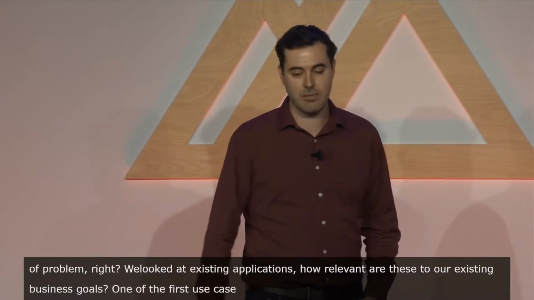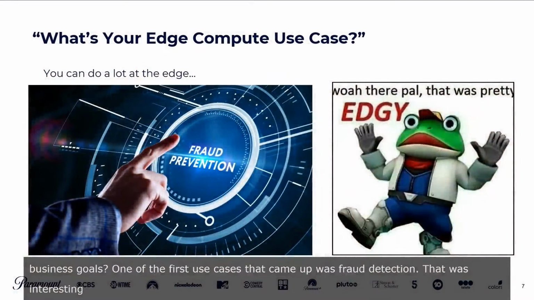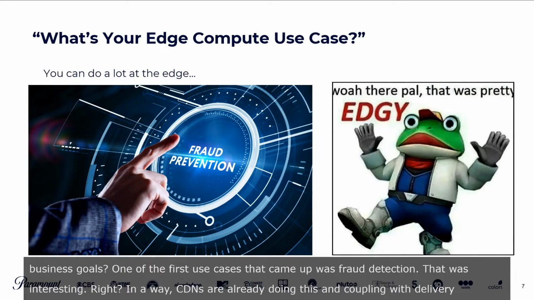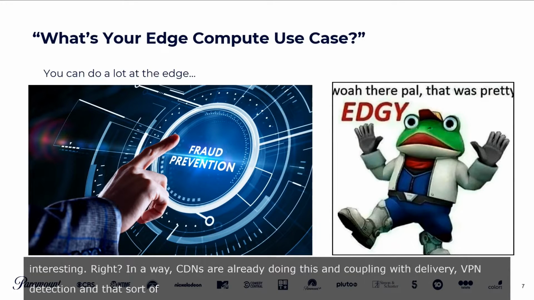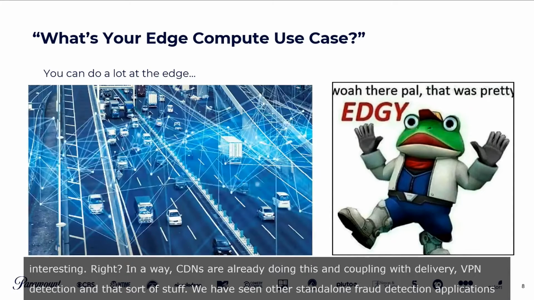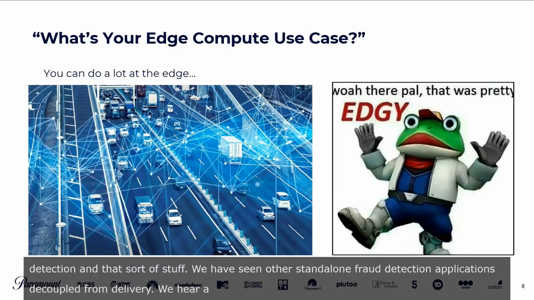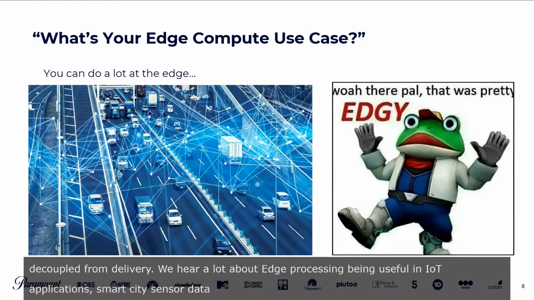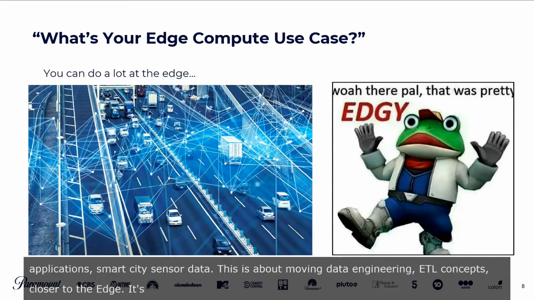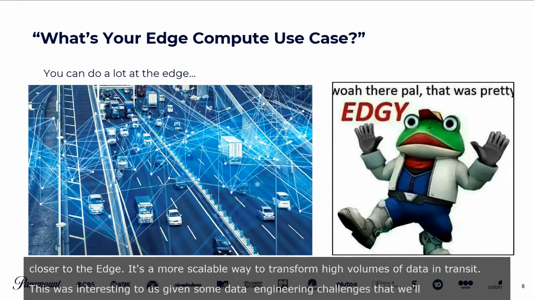One of the first use cases that came up was fraud detection. It was interesting, right? In a way, CDNs are kind of already doing this and coupling it with delivery with VPN detection and that sort of stuff. But we've seen other standalone fraud detection applications decoupled from delivery. We hear a lot about edge processing being useful in IoT applications like smart city sensor data. And this is really about moving data engineering ETL concepts closer to the edge. It's a more scalable way to transform high volumes of data that are in transit. This was really interesting to us, given some data engineering challenges that we'll dive into.